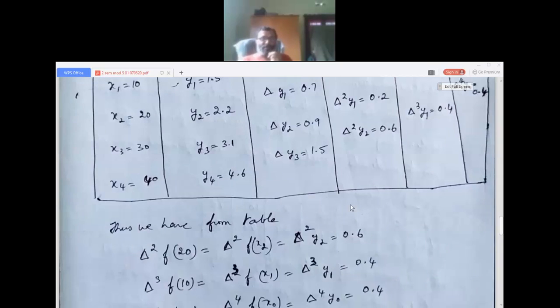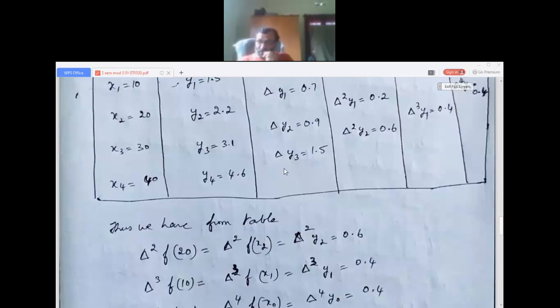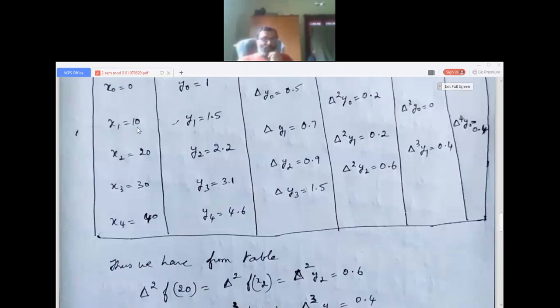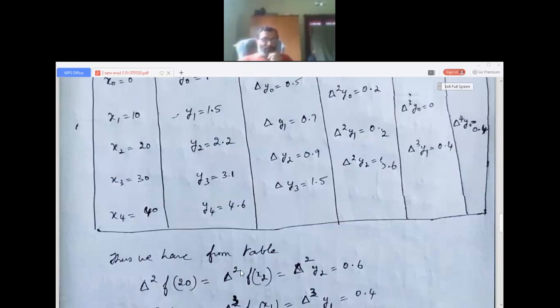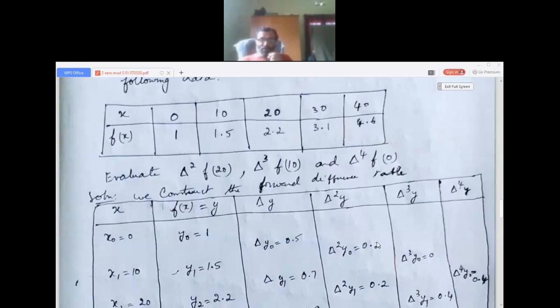Now we solve another one, del cubed f of 10. 10 means x1, so del cubed f of x1, and f of x1 is y1, so del cubed y1. Del cubed y1 is 0.4.